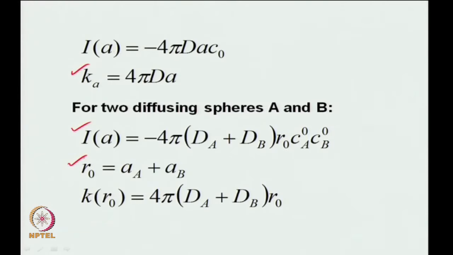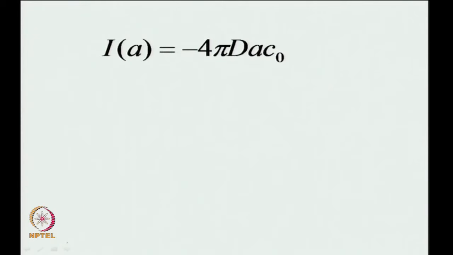And remember, in this case we are talking about hard spheres, right. That means they cannot push or penetrate inside each other, and then you have K of R0, which is 4 pi (D A plus D B) times R0, and again this collision current also depends upon the concentration of A and the concentration of B in solution, C A naught and C B naught, right. So, this was your I of A.